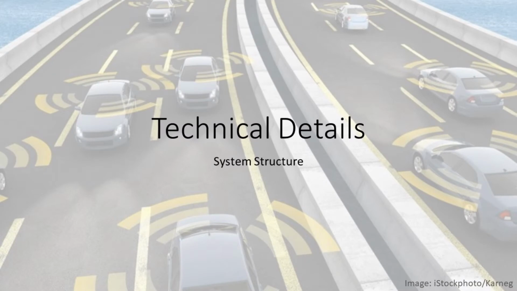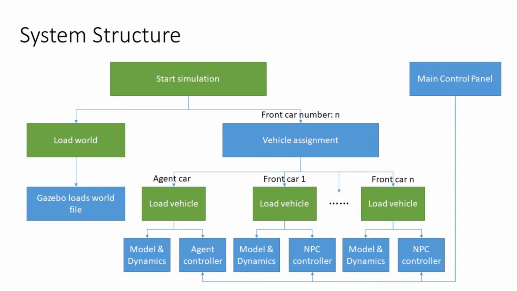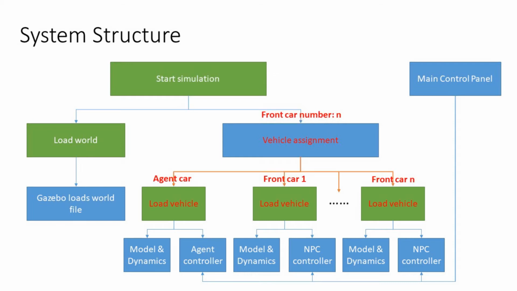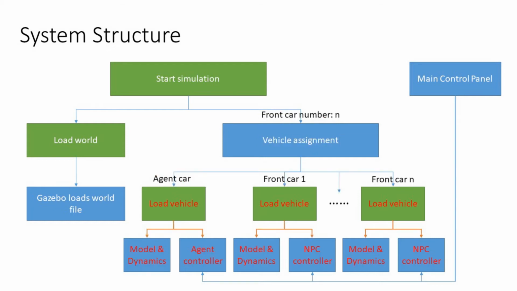Now I'm going to show you some technical details about the project. Here's the structure of the ROS system. The start simulation calls load world command, which loads every model that consists highways. It also calls a ROS node called vehicle assignment, which can randomly assign the agent and certain numbers of the neighbors and load their dynamics and controller.